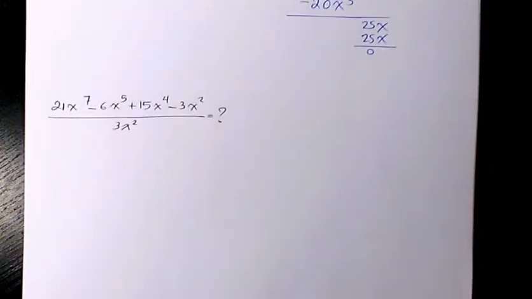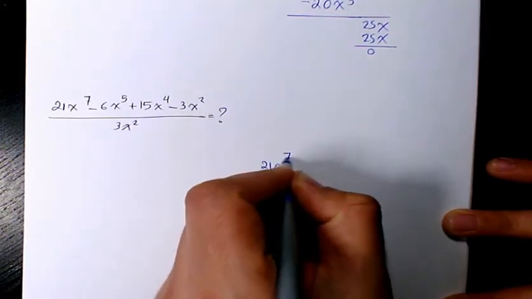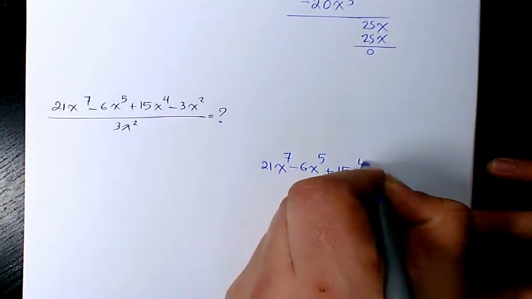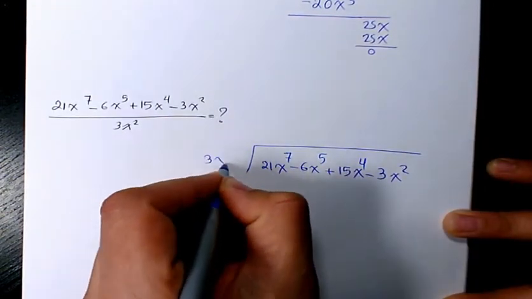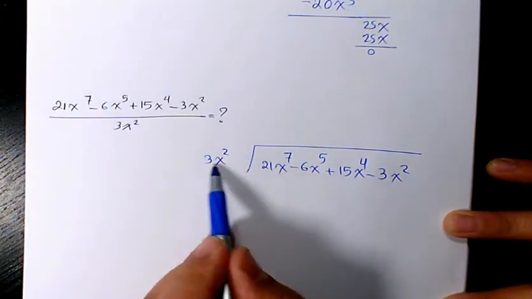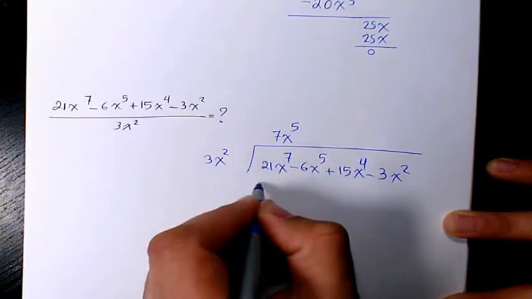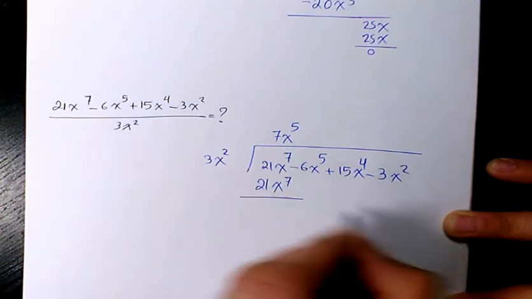Next one. We have 21x to the power of 7 minus 6x to the power of 5 plus 15x to the power of 4 minus 3x squared divided by 3x squared. So 21x to the power of 7 divided by 3x squared is going to be 7x to the power of 5. When you multiply this, 21x to the power of 7, subtract it, it is going to be 0.